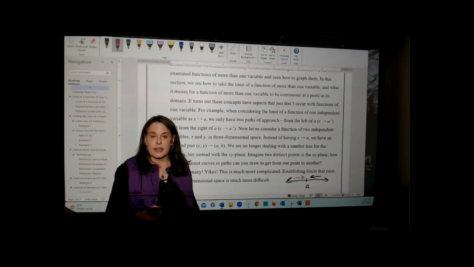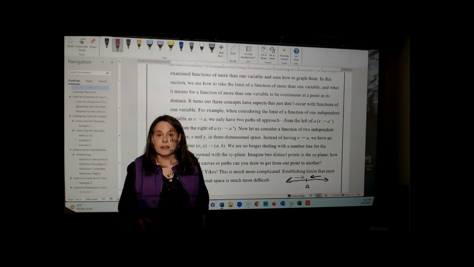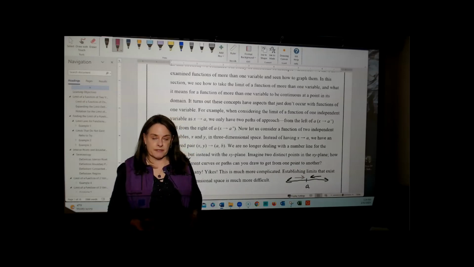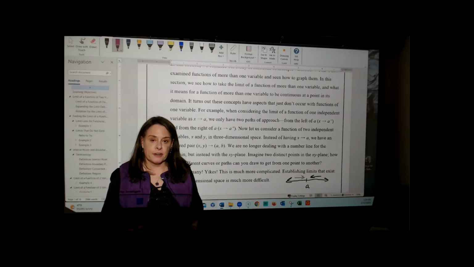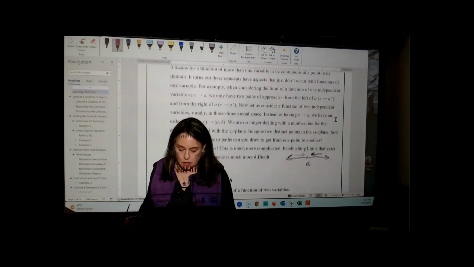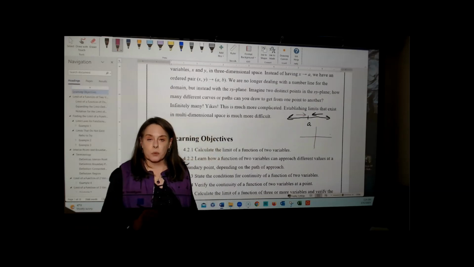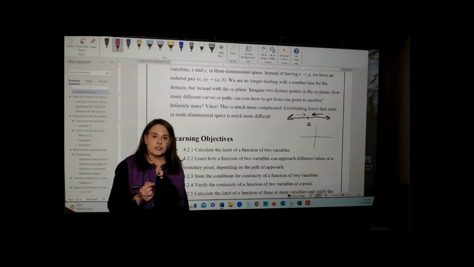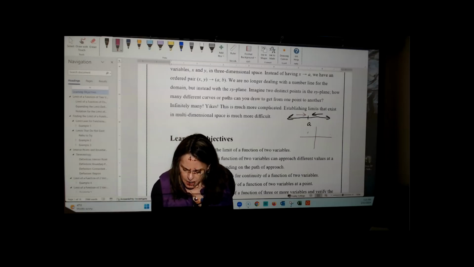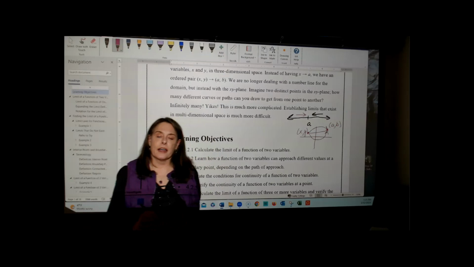In the multi-dimensional case, let's just take the easiest one possible, which would be a function of two independent variables, adding one independent variable to the function. In that case, our domain is no longer a real number line. Our domain is instead the XY plane. In this case, we're taking a value out of the domain, which will be an ordered pair, say XY, and we're asking, how can we approach some other value? In this case, it's going to be some other AB. How many different paths can you draw that will take XY over to AB?